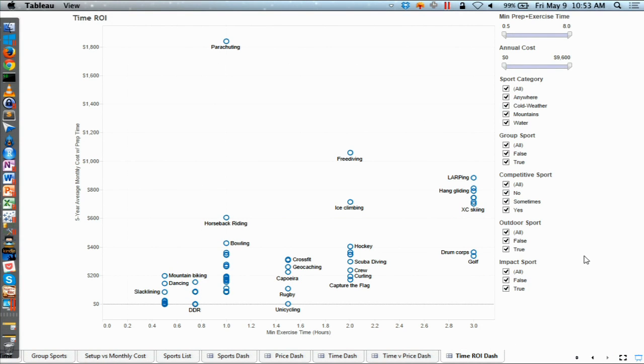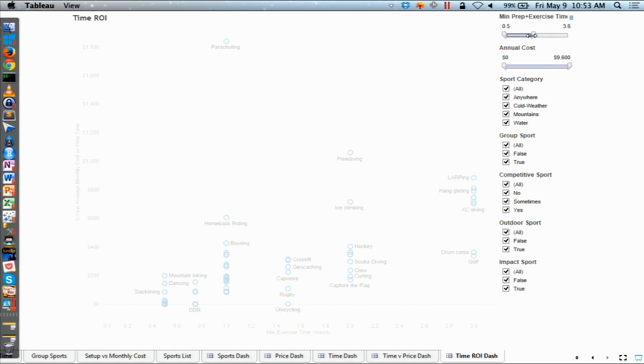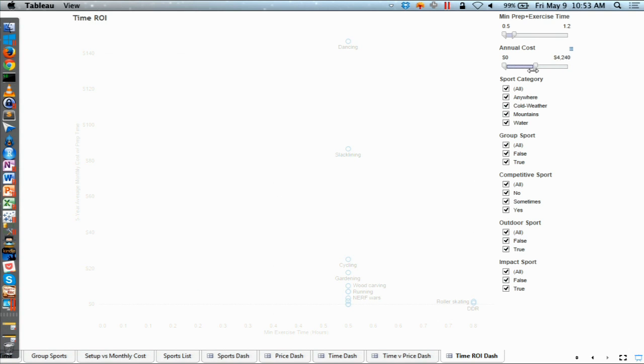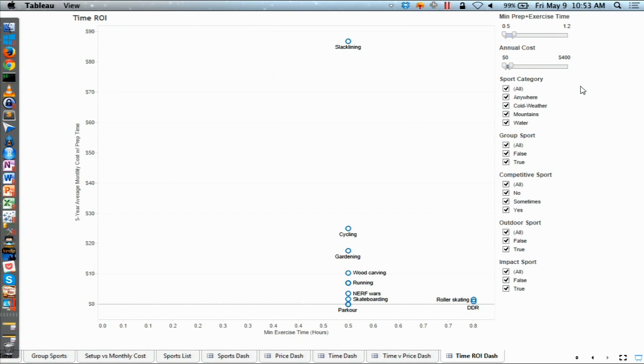And then finally, we have the minimum exercise and the cost in 5 years. So this is very similar to the previous one. And let's actually take a quick look. Let's look at the minimum time we want to do it, which is, let's say we're actually going for an hour a year. Sorry, for an hour a day. And we don't want to spend more than, let's say, $400.